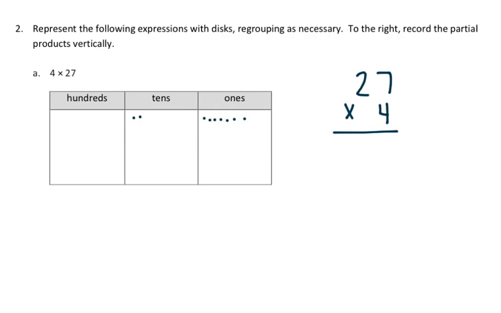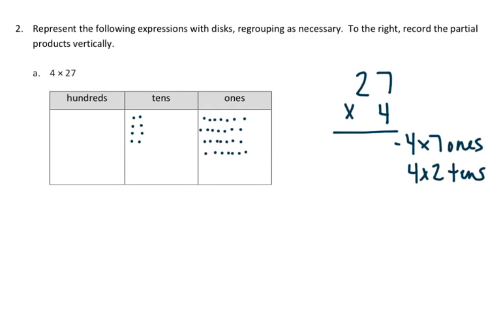And I'm going to do that 4 times. 1, 2. Okay, and the same here. Okay, so my partial products is going to be 4 times 7 ones and 4 times 2 tens. And let's see my 4 times 7 ones is going to be 28 ones. And 4 times 2 tens is 8 tens, okay?